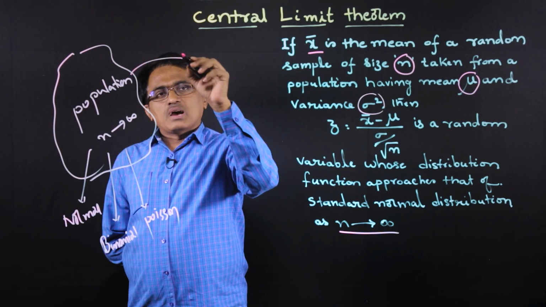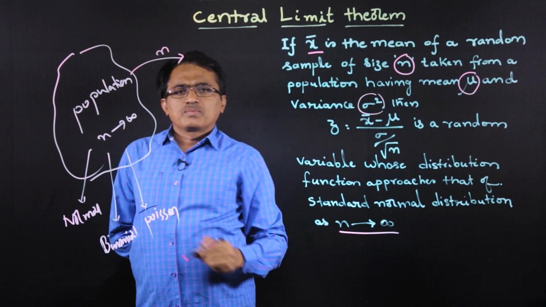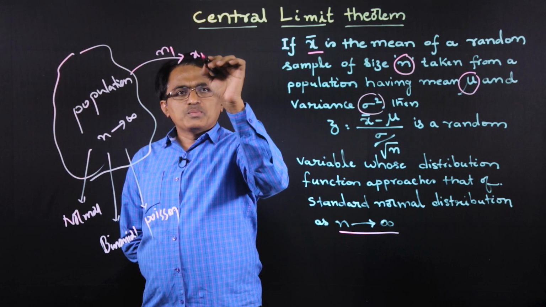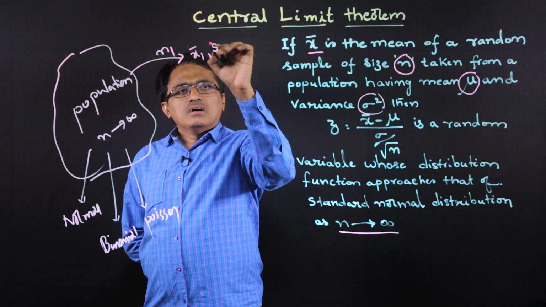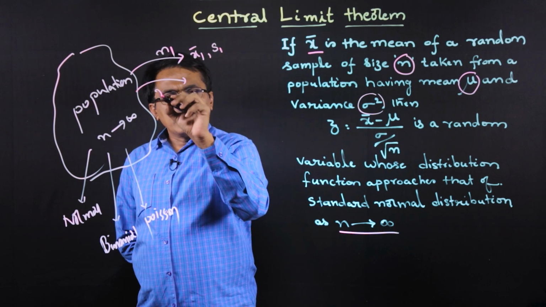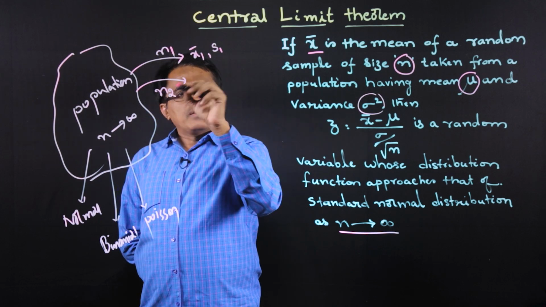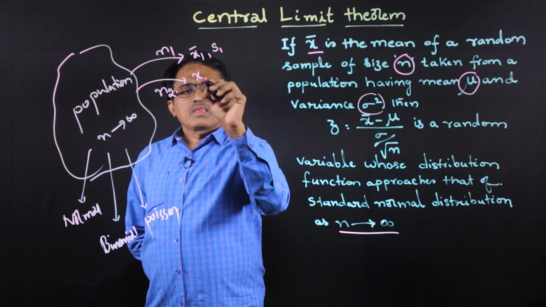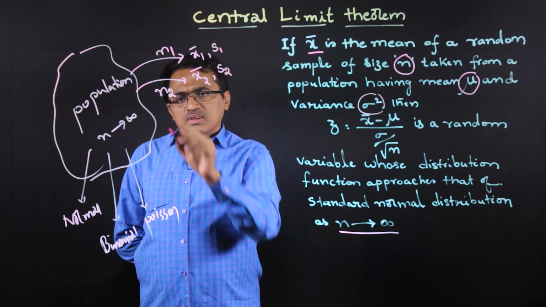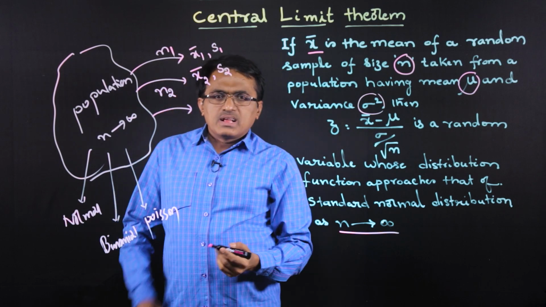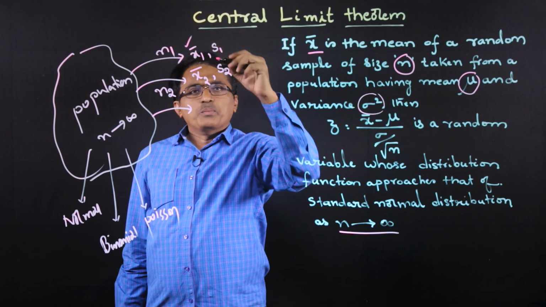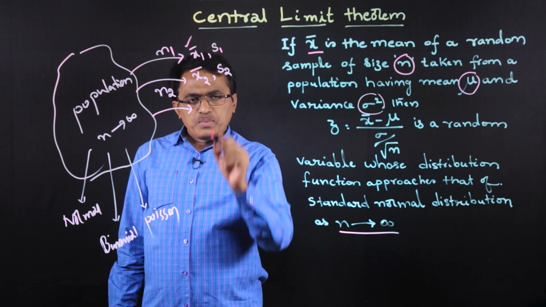Now, here we will take a sample of size n, and we can find its mean as well as its variance or standard deviation. Similarly, we can take another sample of the same size whose mean is x2 bar and whose standard deviation is s2. Similarly, we can take samples of the same size, and for every sample we can find its mean as well as variance or standard deviation.